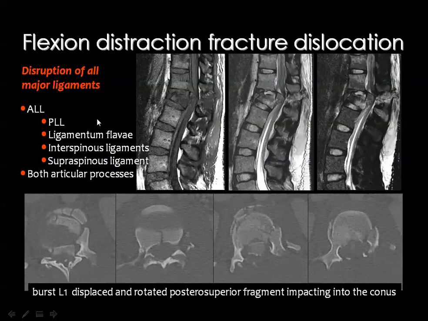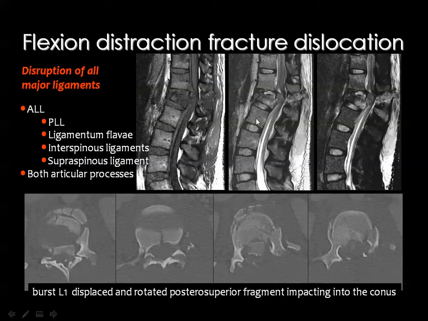And you can see that there is disruption of all major spinal ligaments, including the anterior longitudinal ligament, the posterior longitudinal ligament, the ligamenta flava, the interspinous ligaments, the ligaments between the spinous processes, and the supraspinous ligaments. The ligaments are running posterior to, or connecting, the spinous processes. There is also disruption of the articular processes or articular facets on both sides.